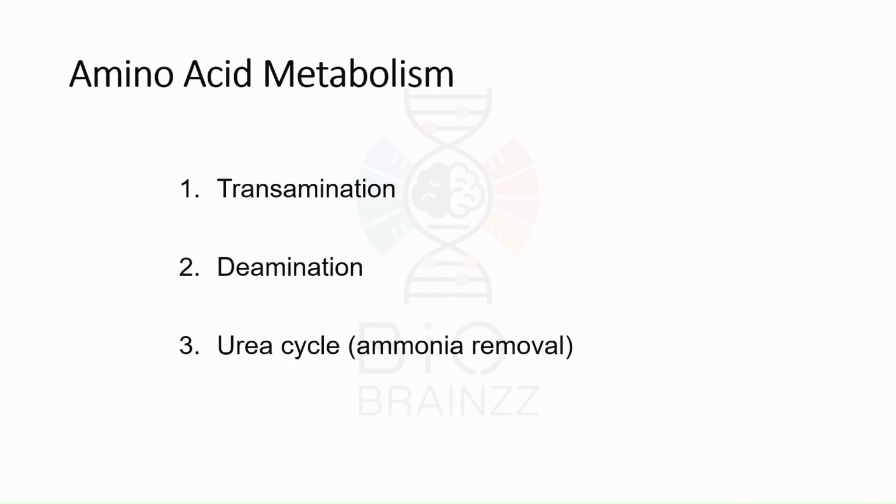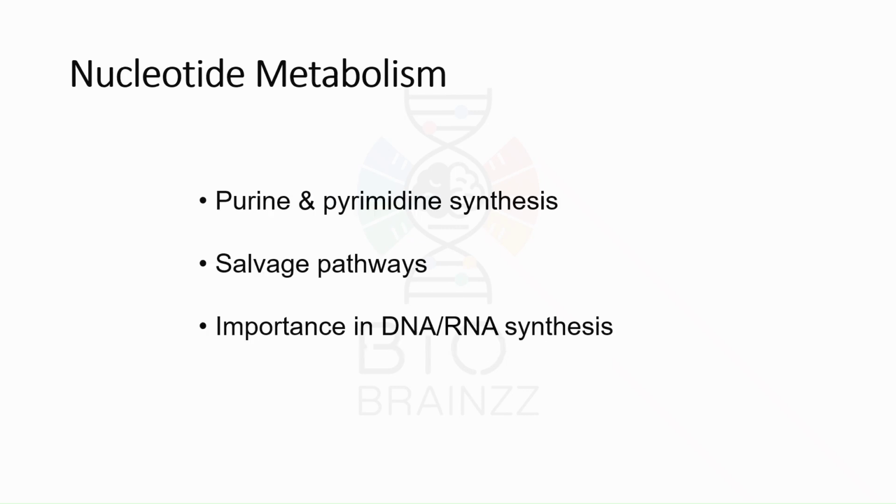Amino acid metabolism involves processes like transamination and deamination. In transamination, amino groups are transferred between molecules, while in deamination, the amino group is removed. The ammonia produced is toxic, so it is converted into urea through the urea cycle. This is very important for detoxification. Questions often focus on the processes and their significance in nitrogen metabolism.